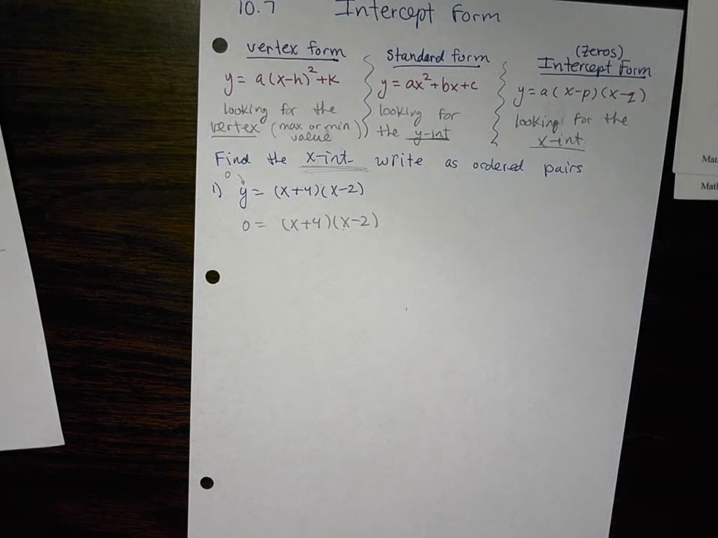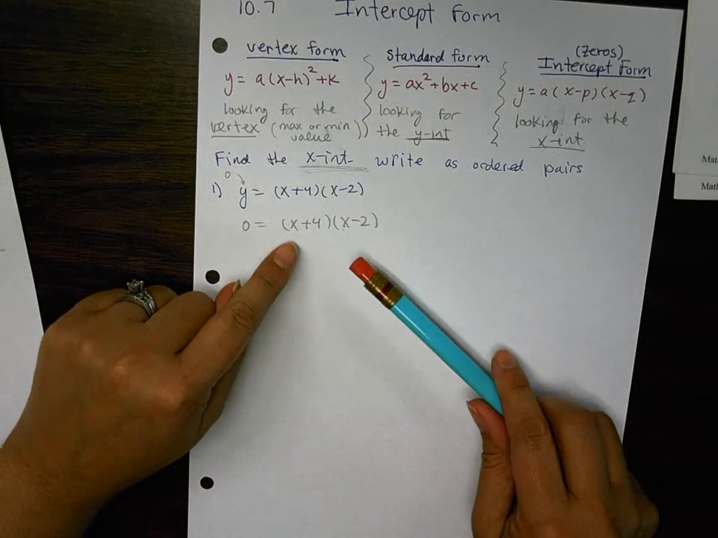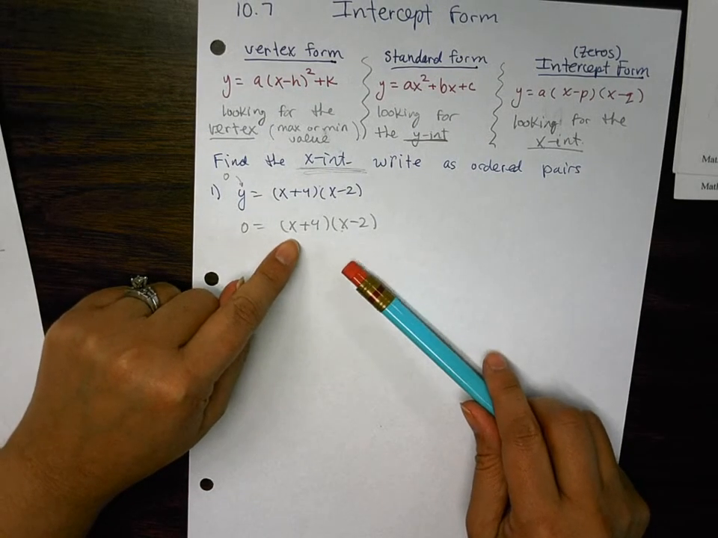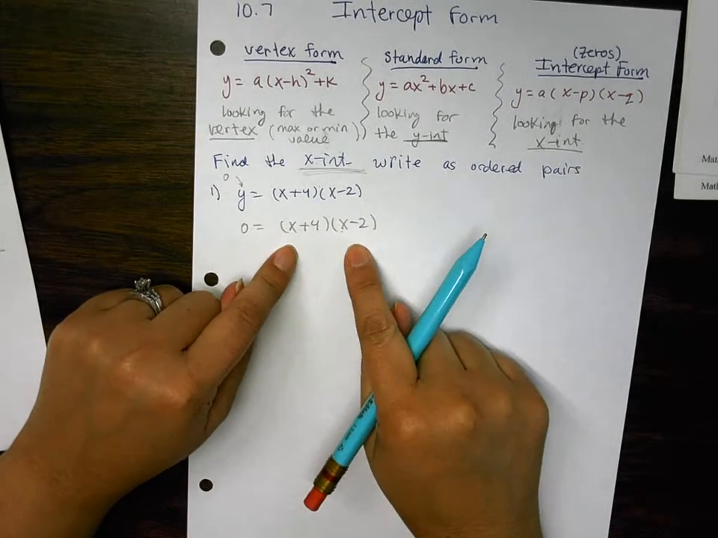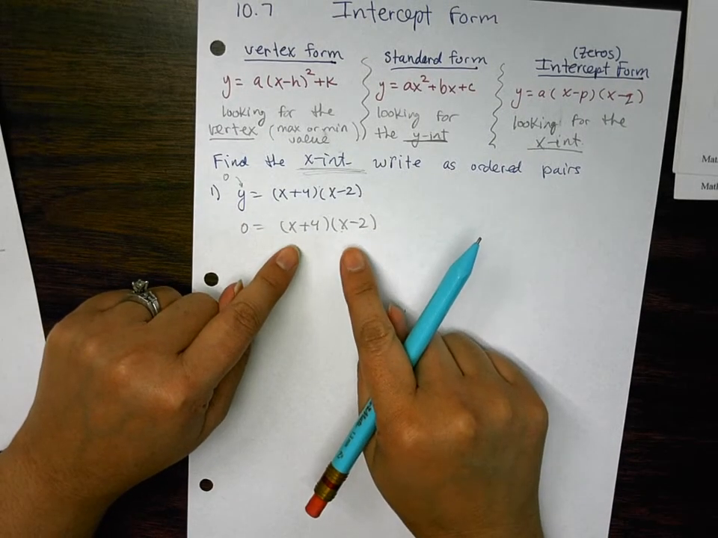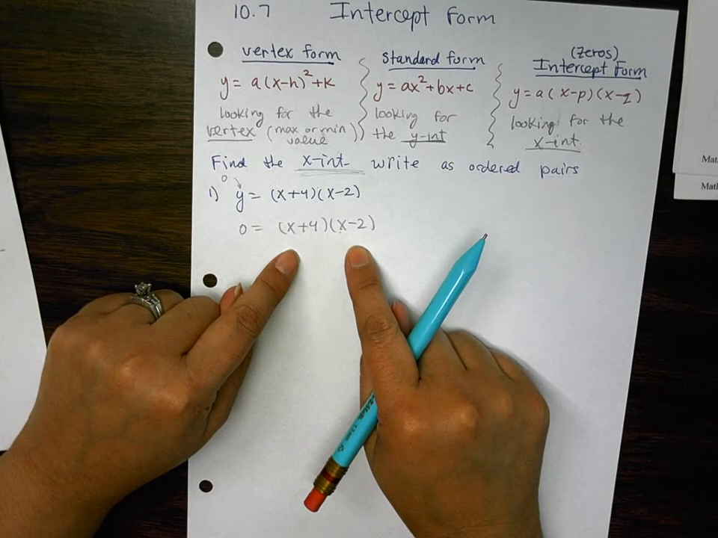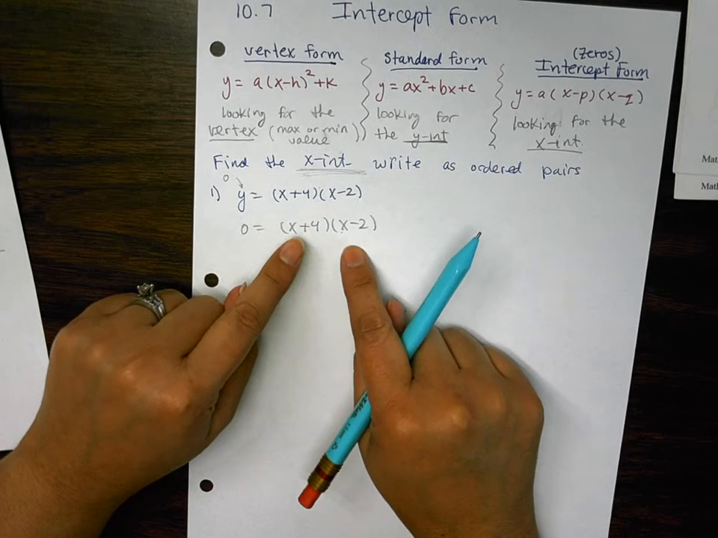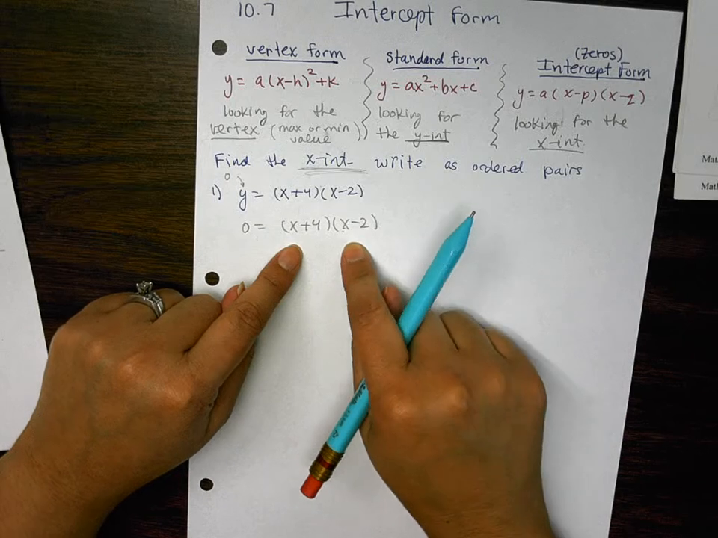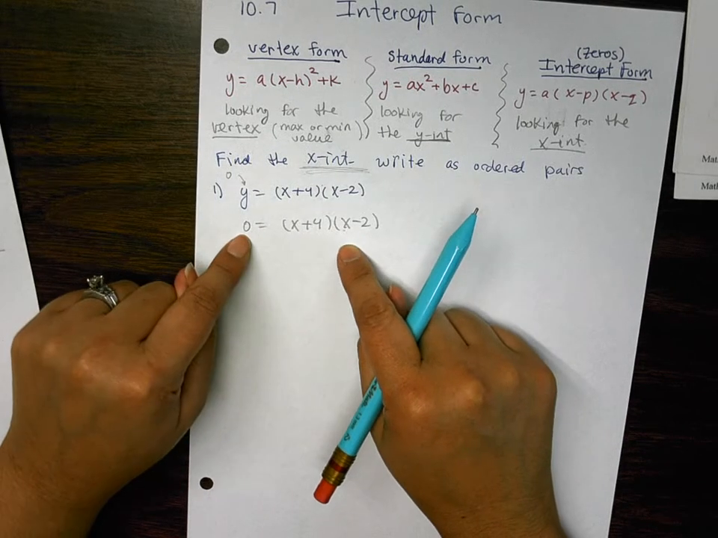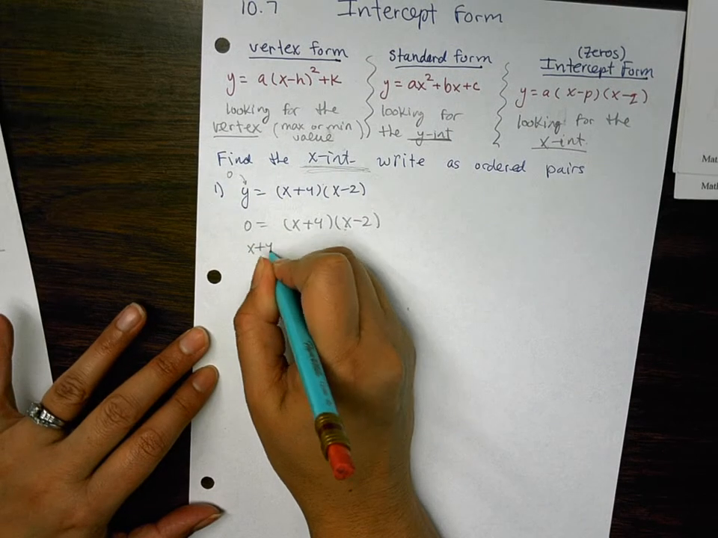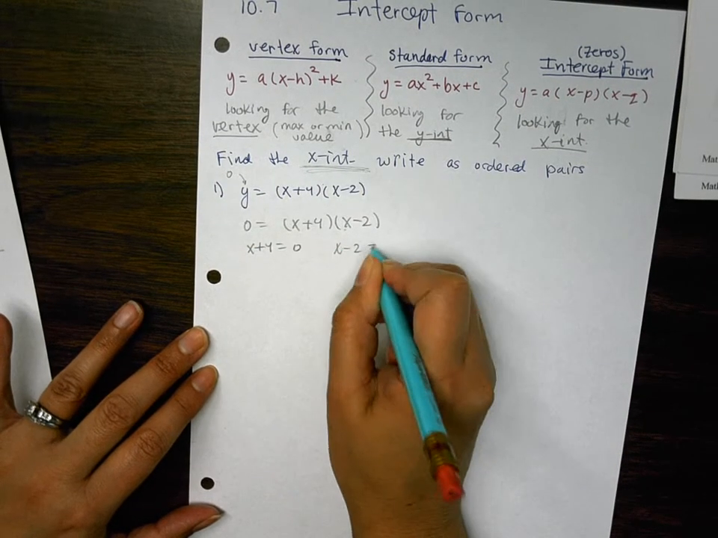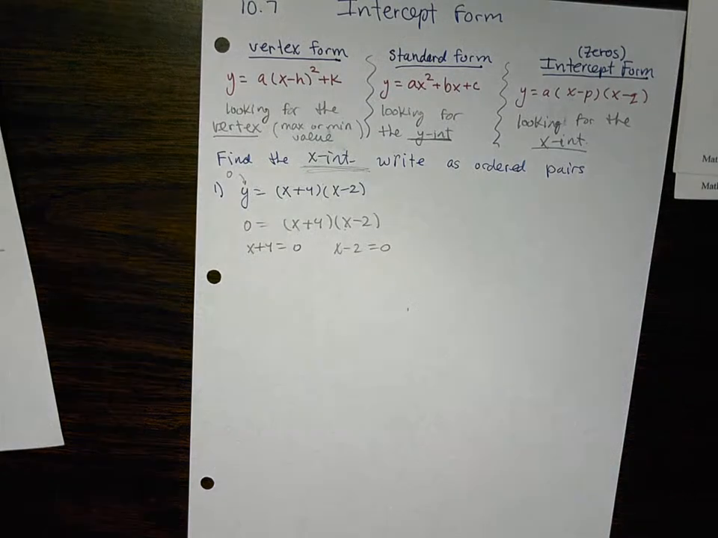Now the worksheet we just went over yesterday, the worksheet 10.6, we had problems like this. Do you guys remember what we did? Make each one equal to 0. Do you guys remember what that property was called? The zero product property. If you have two factors being multiplied to equal 0, one of the factors must equal 0. So you can do x plus 4 equals 0 and x minus 2 equals 0.